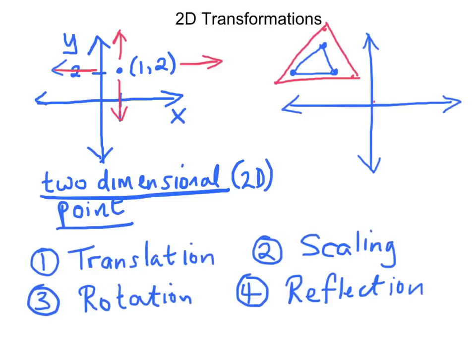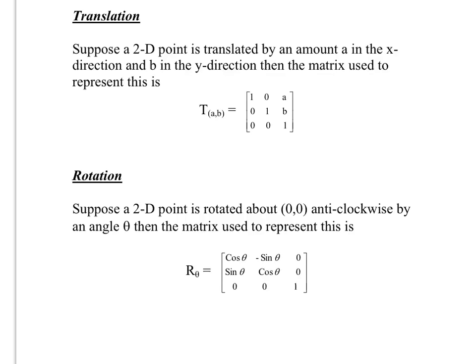I'm going to represent each of these transformations by their own individual matrix, and I'm going to implement the transformation by matrix multiplication. So if you need to revise that, you can look at a previous tutorial that I have made on matrix multiplication. So let's look at these transformation matrices. The first one I'm going to look at is translation.